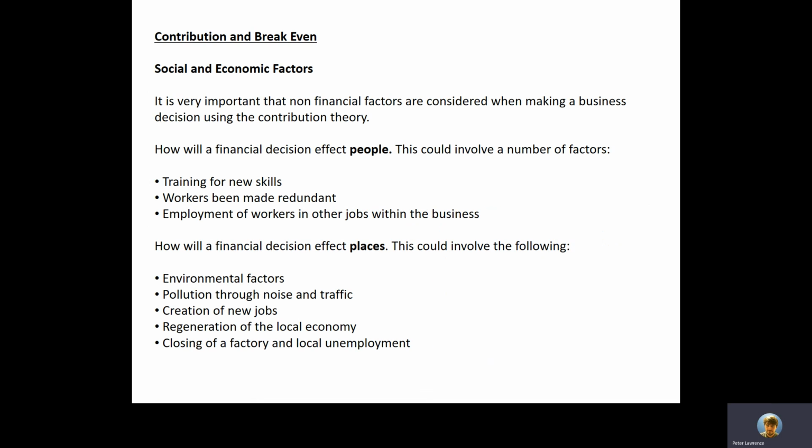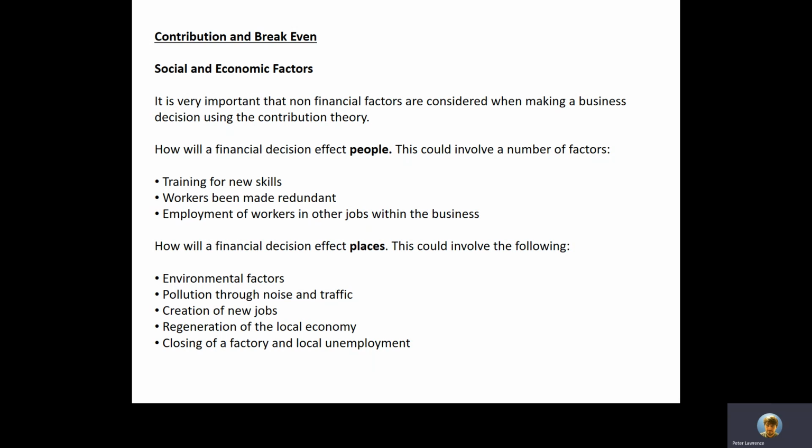So other things that we need to think about are non-financial factors when making our business decisions using the contribution theory. So we need to, first of all, think about people. How are our decisions going to affect our people? So are we going to have to train them for new skills? People don't always like being trained. They may resist new training. We also need to think about the effect of making workers redundant and employment of workers in other jobs within the business.